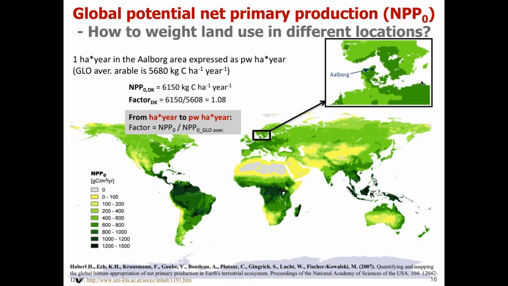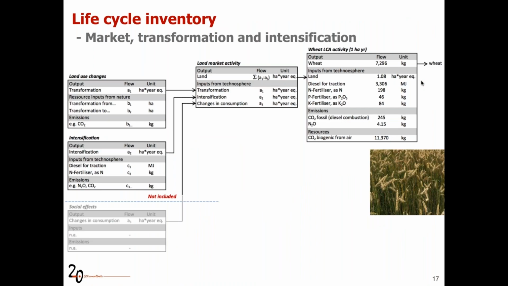So for arable land in every country, we can calculate what is the average potential net primary production, and we can relate that to the global average. So that is the background of these factors you see here. Good. Now we are even more ready for proceeding with our modeling of indirect land use changes.